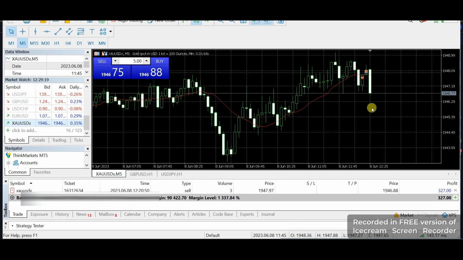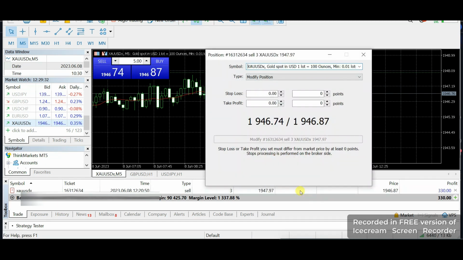Alright guys, so this is the live trade I took on gold. As you can see, it's running in profit. So let me secure some profit. Let me move my stop loss to break even at this point. So 1948.